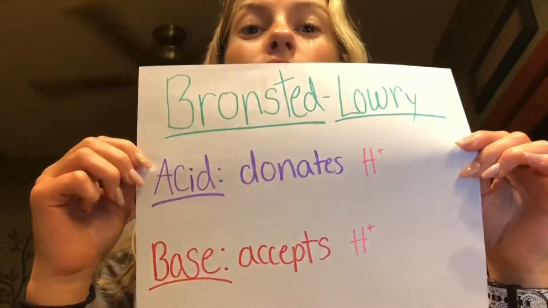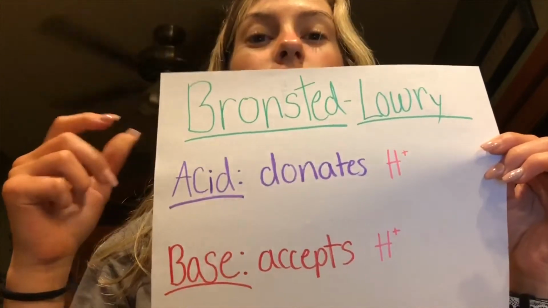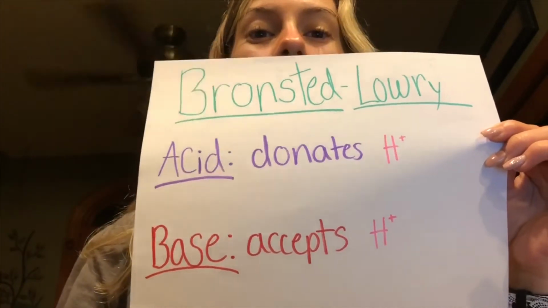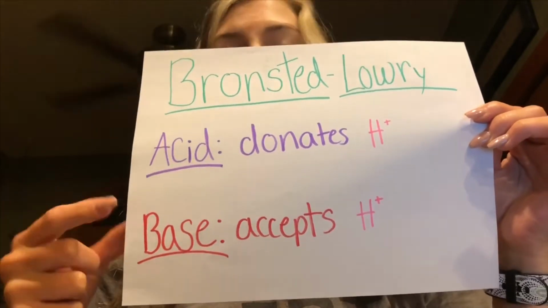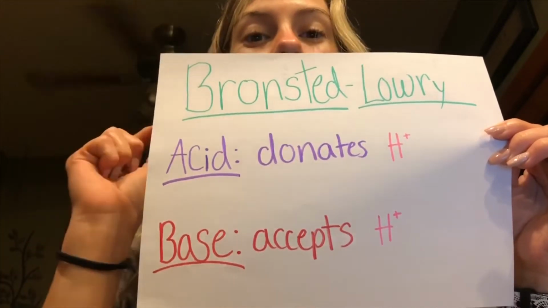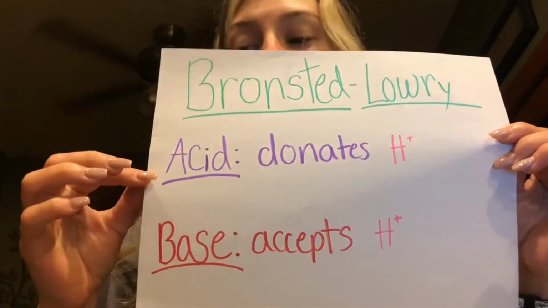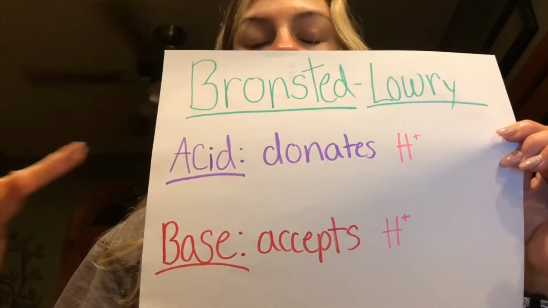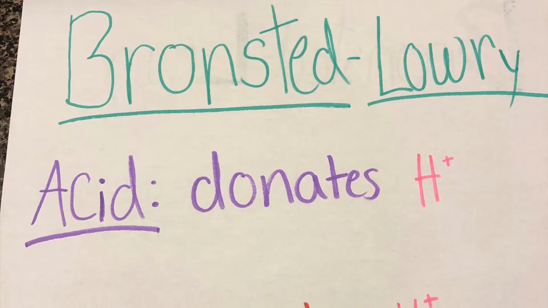The Bronsted-Lowry definition states that in solution, acids will donate hydrogen ions, whereas a base accepts hydrogen ions. There are a few exceptions to this rule, like water. Water, according to the Bronsted-Lowry definition, is both an acid and a base.